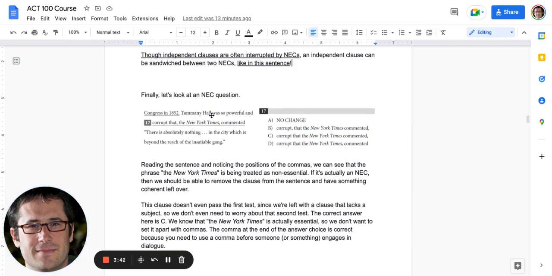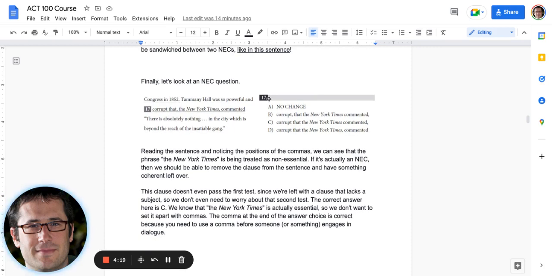We have the sentence, Tammany Hall was so powerful and corrupt that the New York Times commented, there is absolutely nothing in the city which is beyond the reach of the insatiable gang. So we're testing, is the New York Times a non-essential clause? If it is, then we're going to keep those commas there. If it's not, then we should get rid of them. So if we do the little test, can you get rid of it, and will the sentence make sense? Tammany Hall was so powerful and corrupt that commented, whoa, no, that makes no sense. So it's not a non-essential clause and we're done.